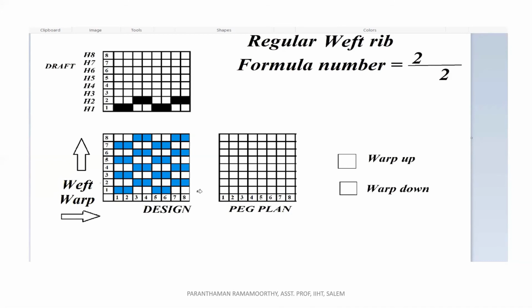Now you can see the pick plan, or lifting plan, of this design. In the first pick, the first 2 ends are lifted up. So the first heald frame is lifted up in the first pick. The first end and second end are lifted up.